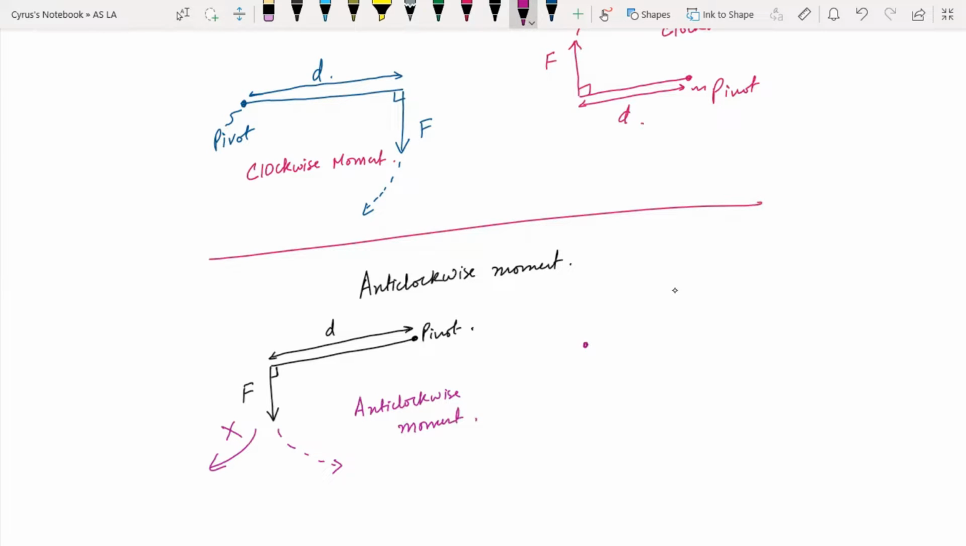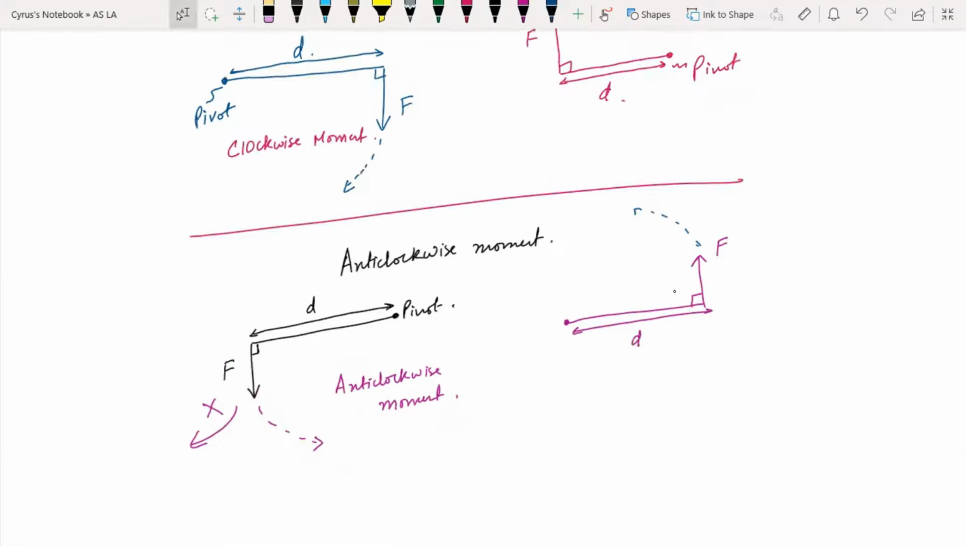अच्छा, यहाँ पे भी this is the force that we have. This is the distance. And you see that this is again what? This is anti-clockwise movement, right? तो ये आपको दो किस्म के मोमेंट्स जो है वो आपको अच्छी तरह से इसका आइडिया होना चाहिए.